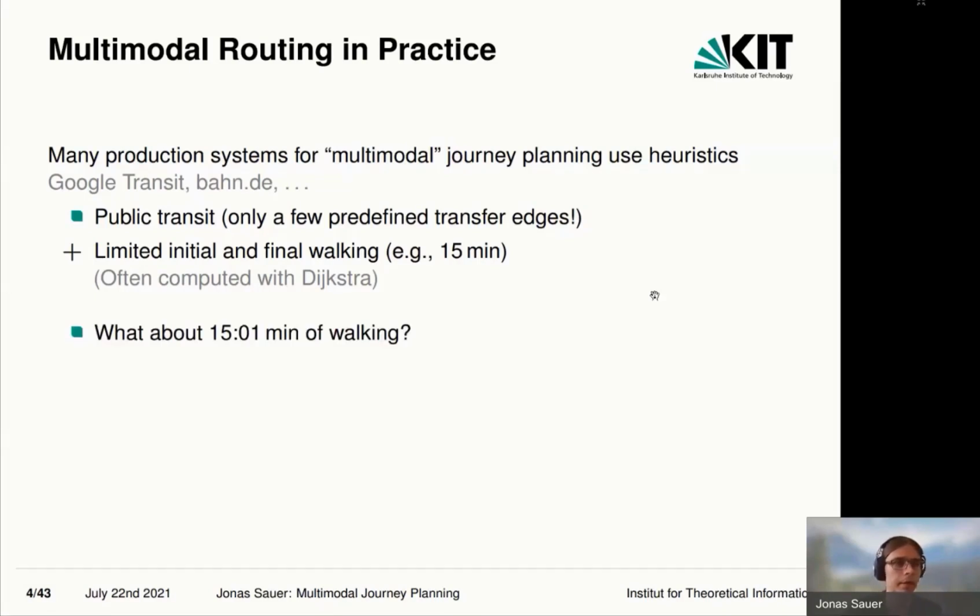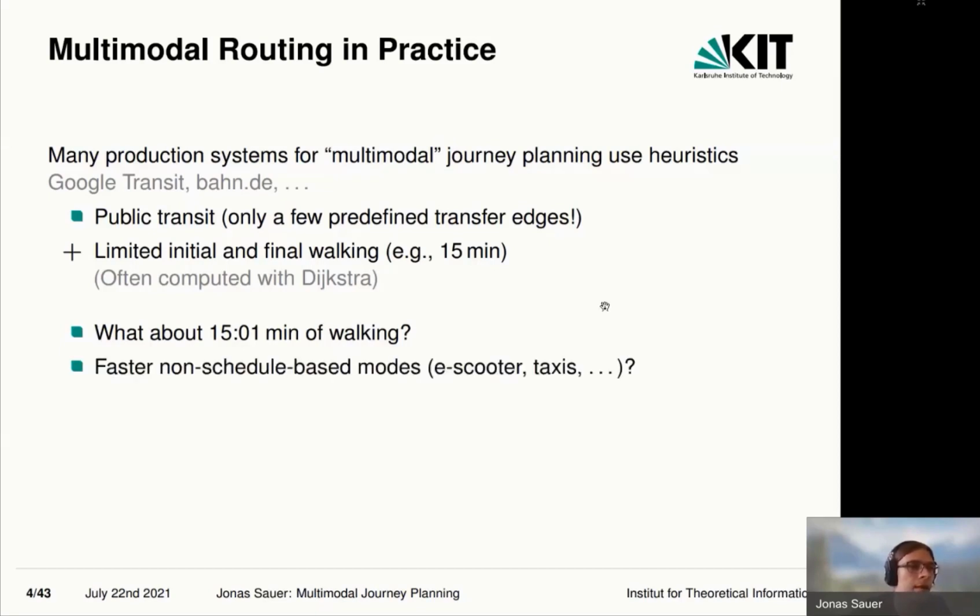So that isn't satisfactory for a number of reasons. First of all, what if there's a good solution that requires 15 minutes and 1 second of walking, which, depending on where you start your journey, might not be that unrealistic? And what if you're using other non-schedule based modes that are faster than walking, such as e-scooters or even taxis? Because a limit of 15 minutes on walking gives you a fairly small radius in the network.